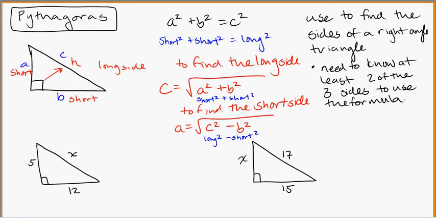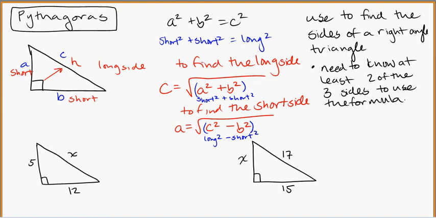And one thing that might be helpful for you if you're using your calculator is to remember that you need to put brackets around these things if you're taking the square root of the whole function. So it's square root bracket A squared plus B squared bracket. Okay, so we can use either of these formulas to solve for the short or long sides of the triangles.